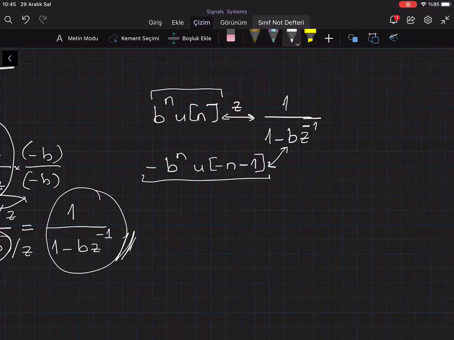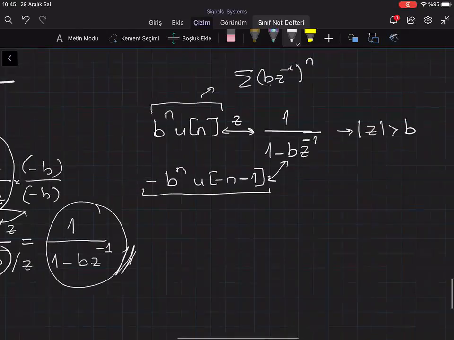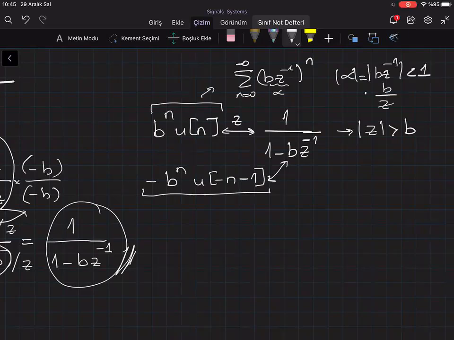Here, z is greater than b, right? Z is greater than b. If you remember, our formulation is like this one, and alpha is this, and alpha is equal to b z to the power minus 1, and it is less than 1. So b divided by z is less than 1, z should be greater than b.